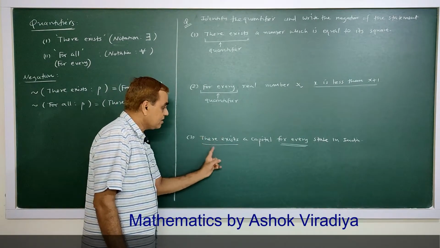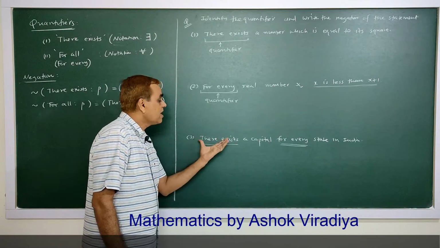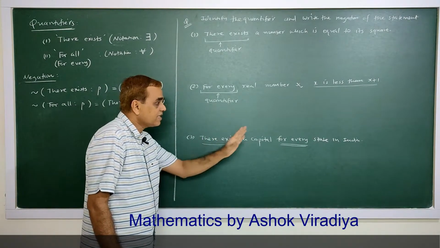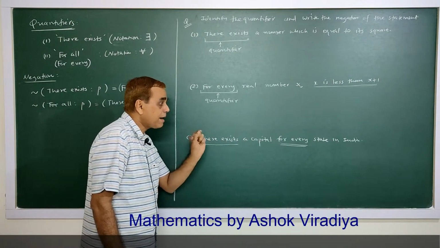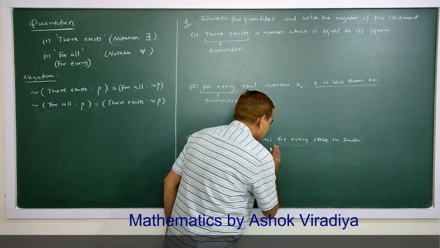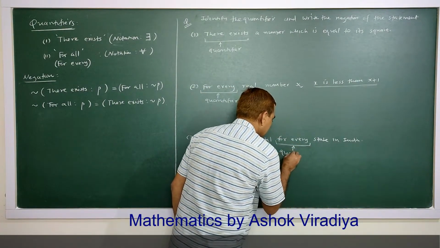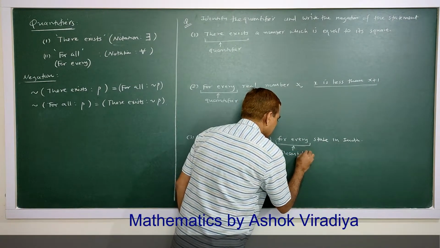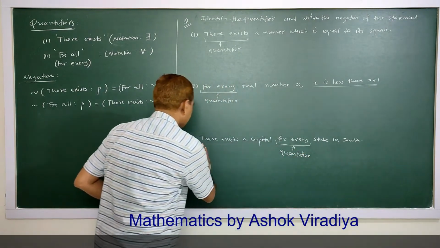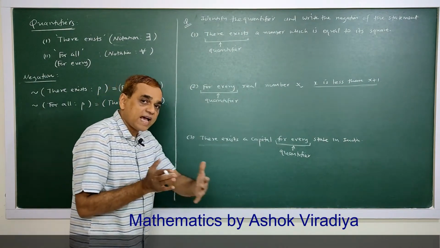So this "there exists" is a substitute for "has". Every state has a capital. So in this statement, "for every" is the quantifier. "There exists" is not the quantifier; it is a substitute for "to have" or "has".